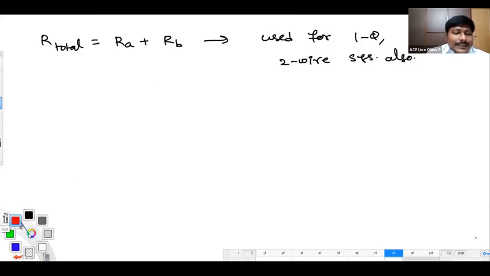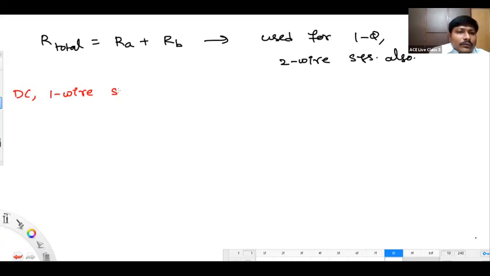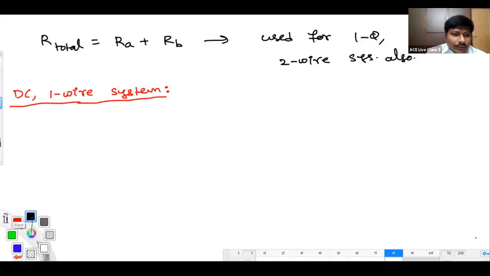So I can say DC one wire system. One wire system. So we have only one conductor now, which will be acting as forward. And who is going to act as the return conductor? Ground. Earth is going to act as the return conductor now.